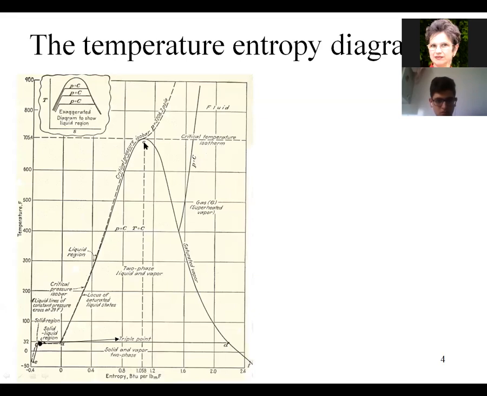The constant X curves are coming down like this. They can be treated as similar to the saturated vapors. Okay.